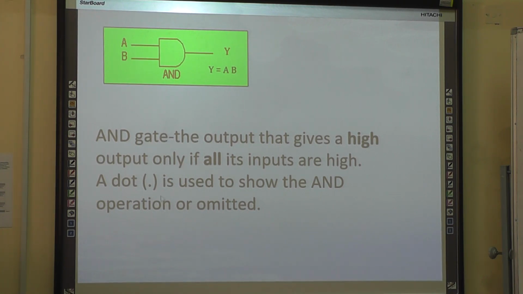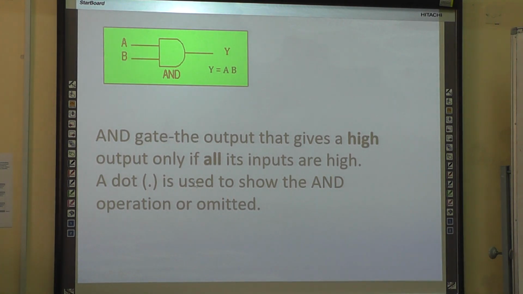A dot or multiplication operation, X, is used to show the AND operation, or it is omitted. For example, here Y as output is equal to A ANDed with B. We can use a dot, or X, A X B or A dot B, or omit the dot or X. But the meaning is just the same.